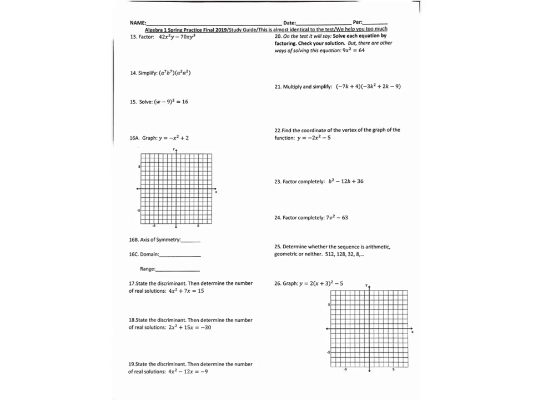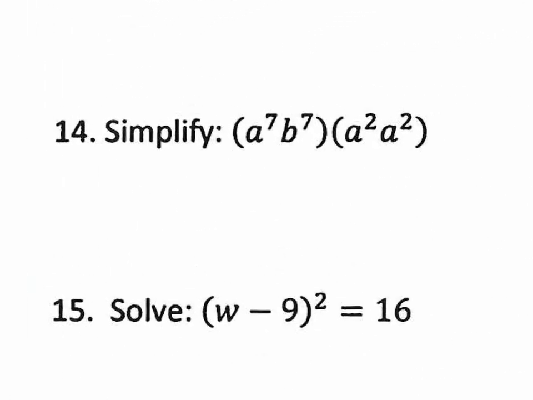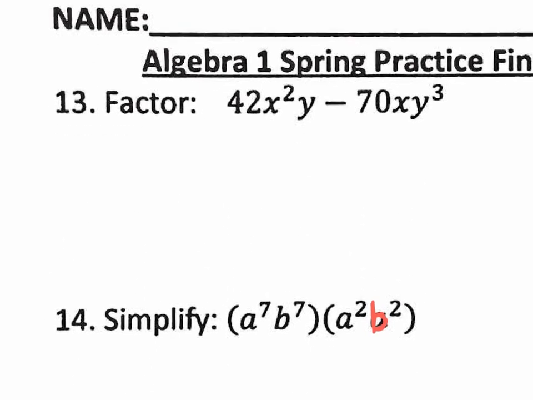Okay, so we're on the back side of the first page. We're on question number 13. Before we even start this, let's go to number 14. There's a typo. Notice that the second parenthesis has a squared and a squared. That doesn't make sense. That should have been a b squared. So please make sure that you change that second a in the second parentheses to a b, or else it won't make sense. Anyways, go back up here, number 13.